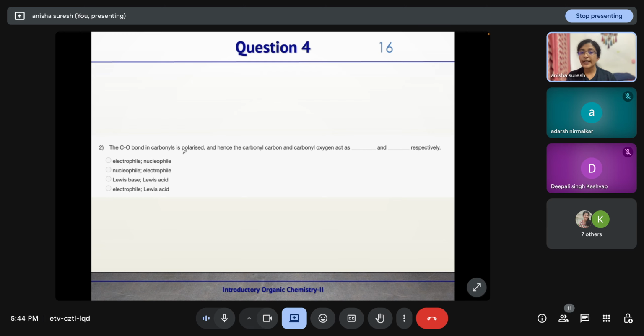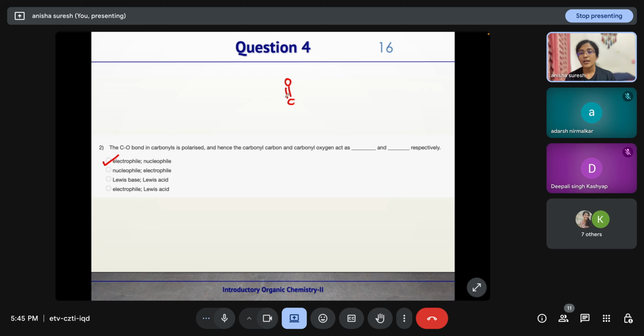The C=O bond in carbonyls is polarized, and hence the carbonyl carbon and carbonyl oxygen act as dash and dash respectively. Electrophile, nucleophile; nucleophile, electrophile; Lewis base and Lewis acid; electrophile and Lewis acid. Ma'am, option A.